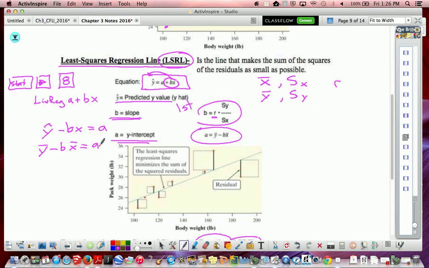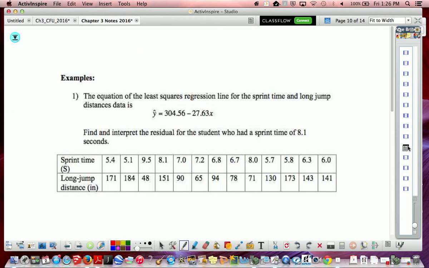All right, so to show this in practice, flip to the next page and we're actually going to start with number 2 first. And then we'll go back up to number 1.